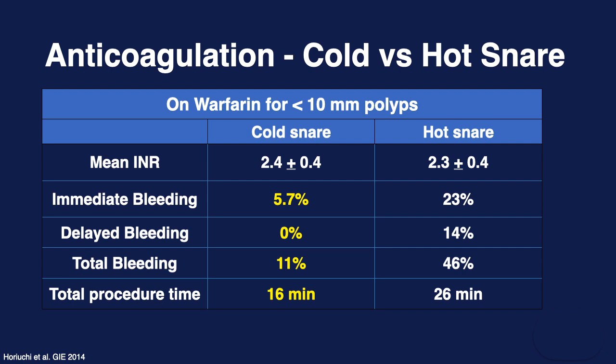So, if you have a patient who has atrial fibrillation and coming for the procedure for the first time, where you expect small polyps and you think that the risk of thrombotic events are high if you stop the anticoagulation, you could talk to the patient and say, we could offer cold snare resection if the polyps are small. We don't have data for large polyps yet.